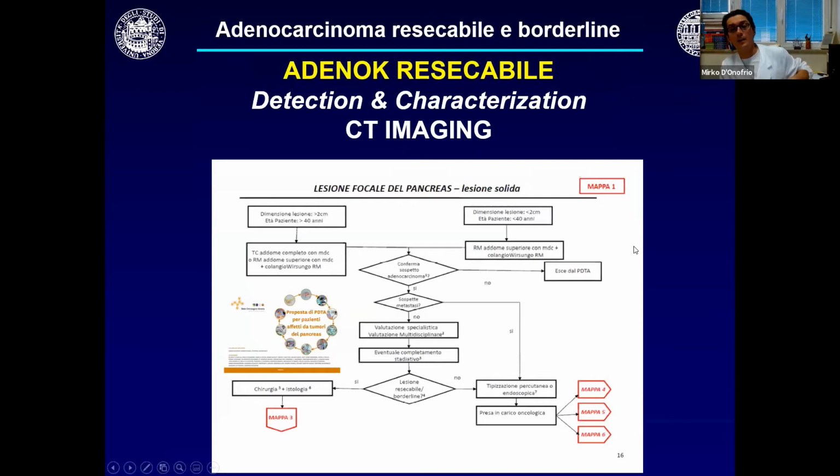For this reason, there is a flow chart. Sorry, it is in Italian because it's in the Veneto, Verona, in Italy. We suggest the use of MRI directly if a lesion is detected that is less than 2 cm. If there is no possibility to inject contrast during the ultrasound examination, it's better to move directly to MR.